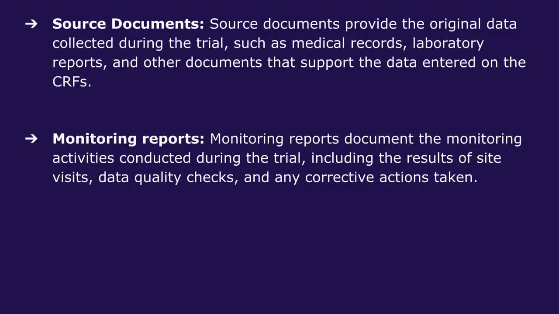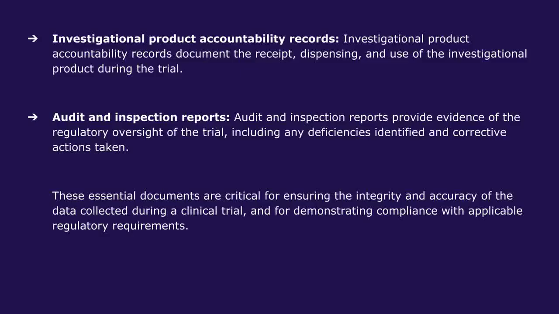Monitoring reports. Monitoring reports document the monitoring activities conducted during the trial, including the results of site visits, data quality checks, and any corrective actions taken. Investigational product accountability records. Investigational product accountability records document the receipt, dispensing, and use of the investigational product during the trial. Audit and inspection reports. Audit and inspection reports provide evidence of the regulatory oversight of the trial, including any deficiencies identified and corrective actions taken.